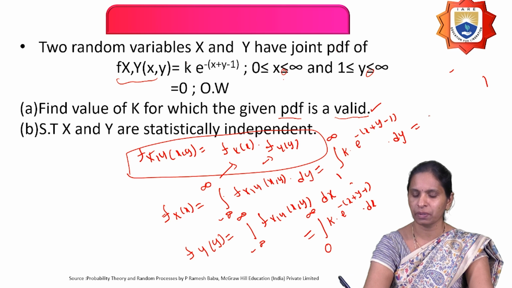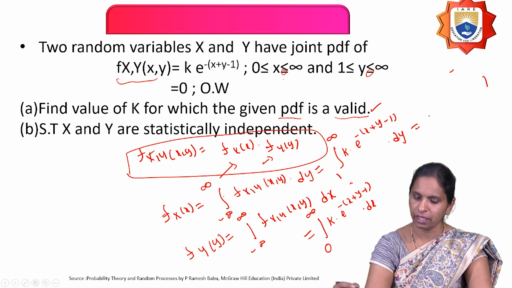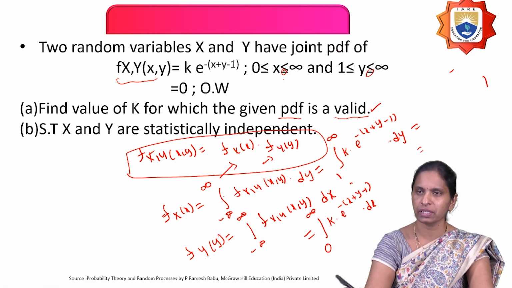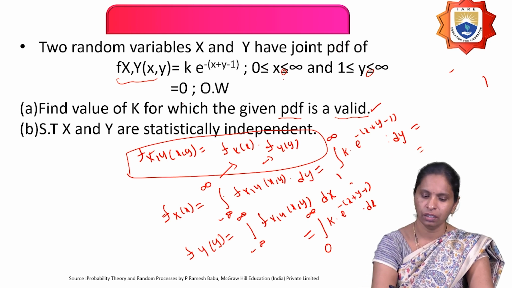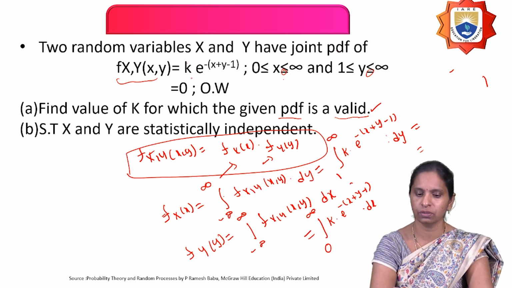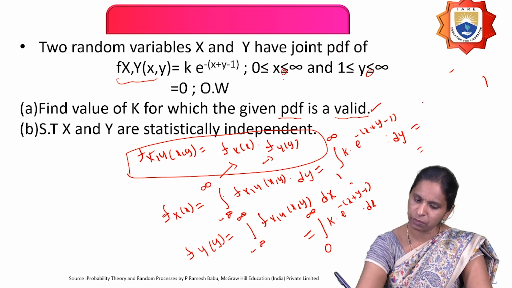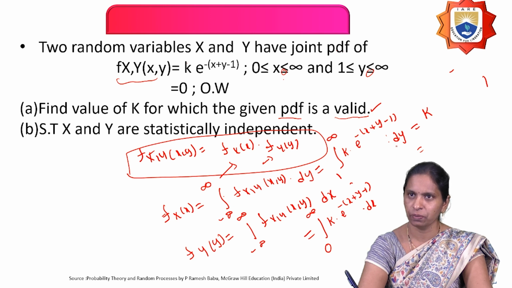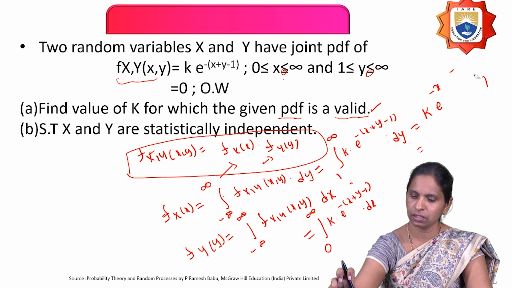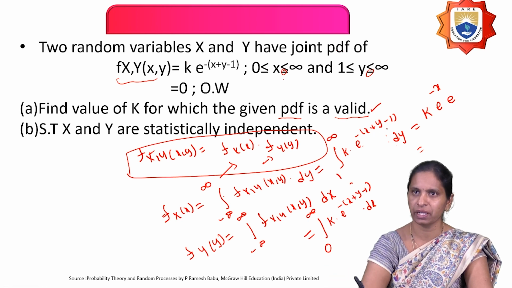So by simplifying this, fx of x and fy of y, if you multiply these two and you get fxy of x comma y equals k into e power minus of x plus y minus 1, then you can say that these two are independent random variables. So if you simplify, what can you obtain here? K into, you are integrating with respect to y, so the x terms will be constant. Then k into e power minus x into e power plus 1. Because you can write e power minus of x plus y minus 1 as what?